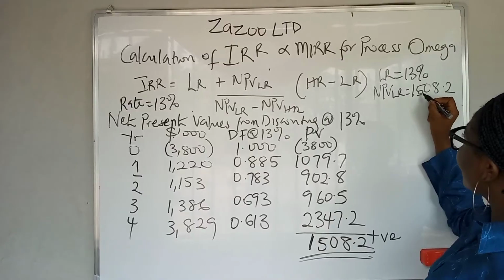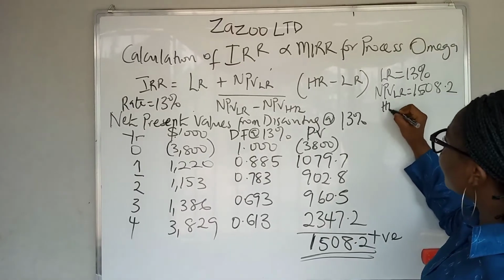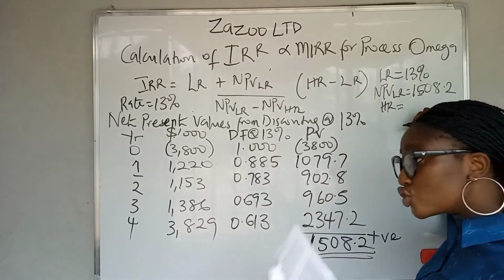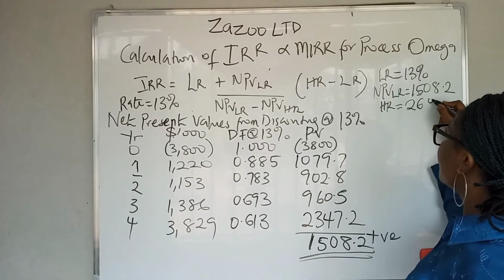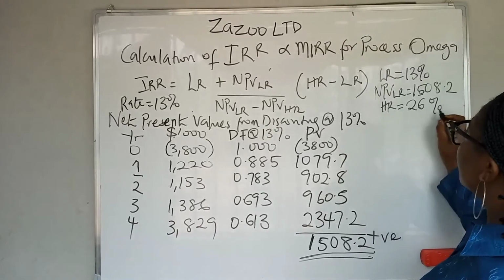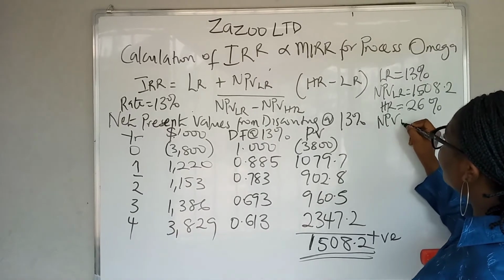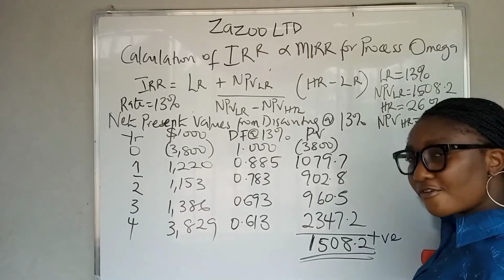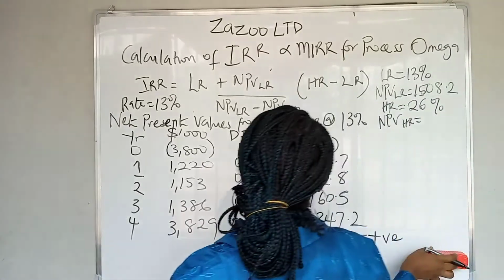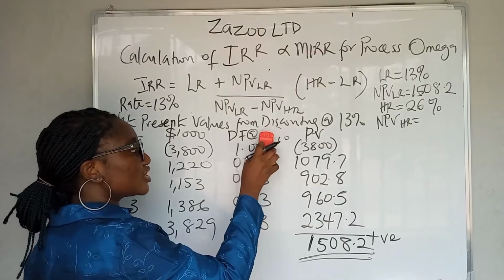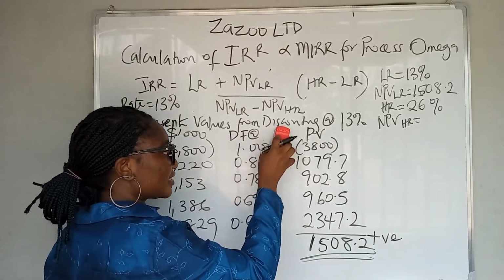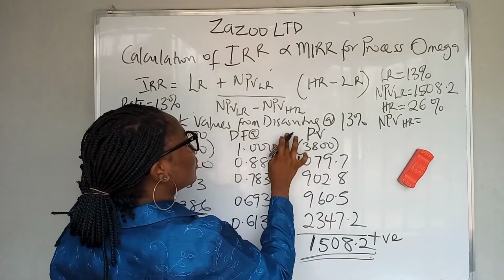1508.2, right? That's a positive. Now for your higher rate, go higher, just double it to 26%. Does it make sense? Then you get the NPV of your higher rate. That NPV of your higher rate is expected to be negative. But what if it is not negative? Nothing is spoiled. You continue like that.